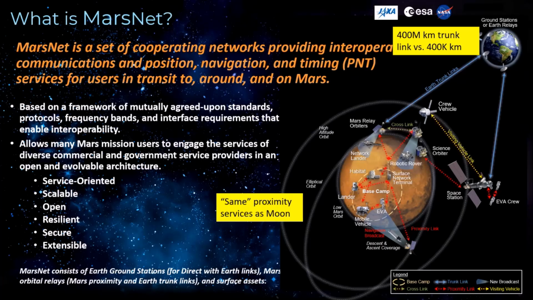So yes, there are differences in the frequency bands and the protocols that will be used over those trunk links, but those will largely be used by the network service providers, and the user won't have to worry about them. What the user will see is at and around Mars, just like at and around the Moon, those proximity links then enable us to deliver services over short-range proximity links, and therefore the proximity service-based architecture of the Moon applies equally well to Mars, with, of course, adaptations.